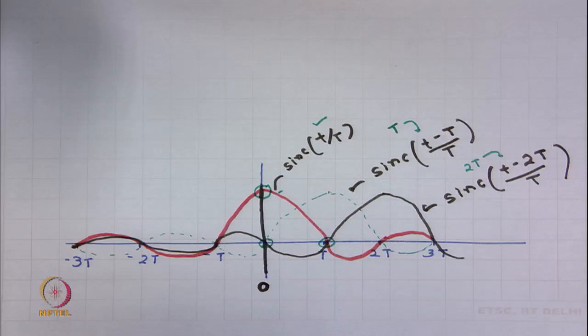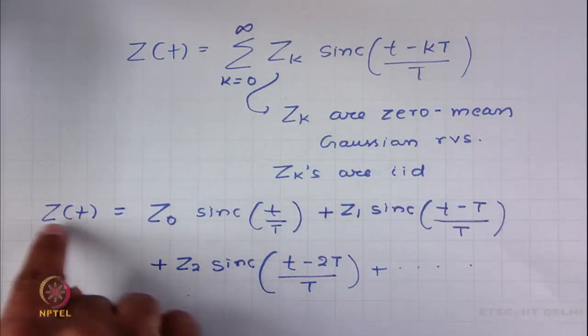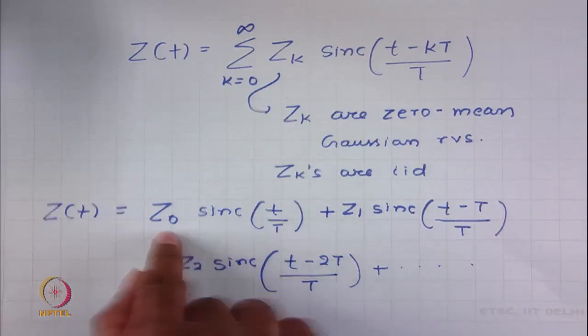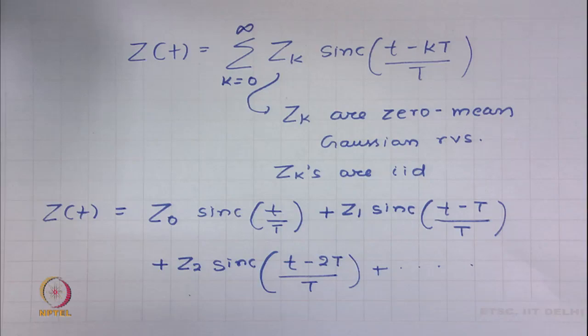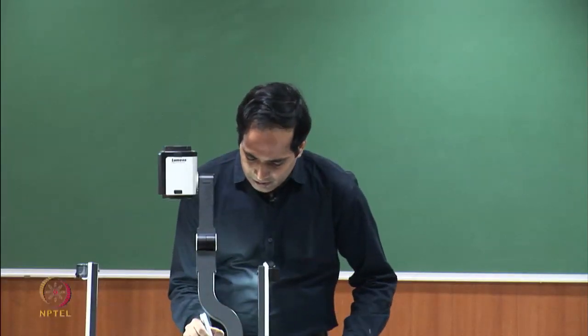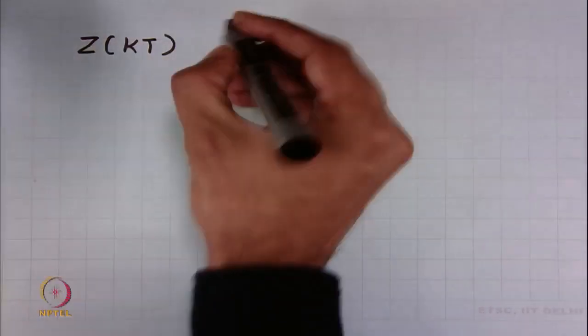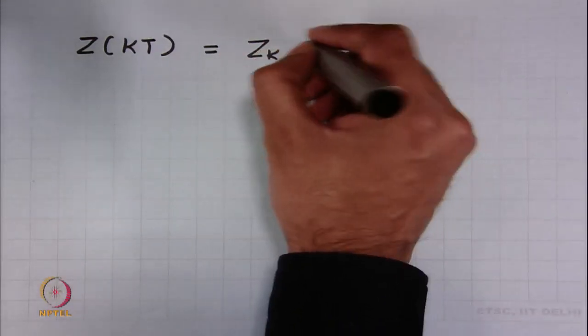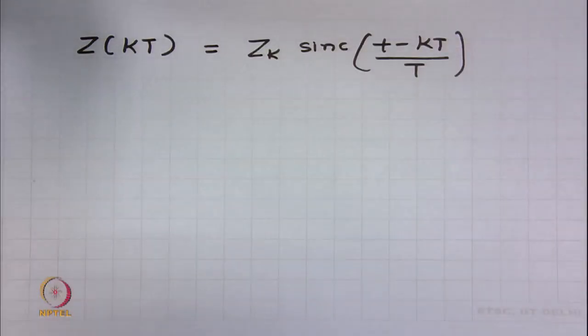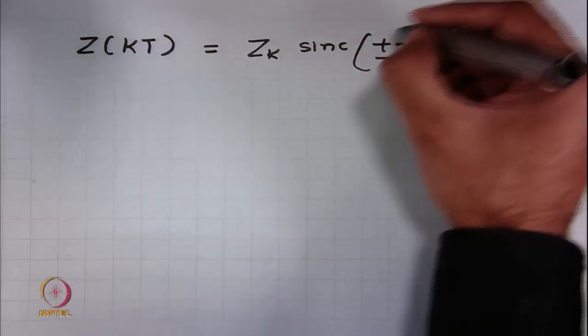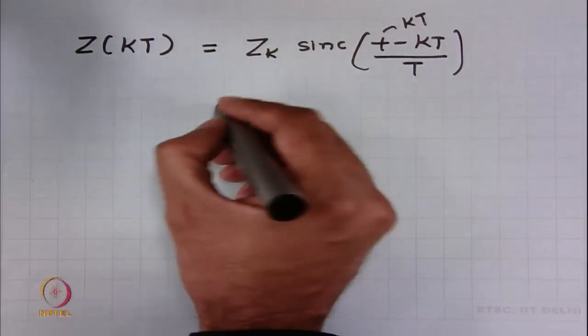So, let us look at this expression again. I have z(t) which is a combination of various sinc terms and certain random variables. Let me ask, if I am interested in the value of this random process at kT time, that is, z(kT), where T is, let us say, the sampling interval and k is some integer, I would have contribution only from the sinc whose maximum lies at kT. So, if I substitute t as kT here, what I would end up with is zk.